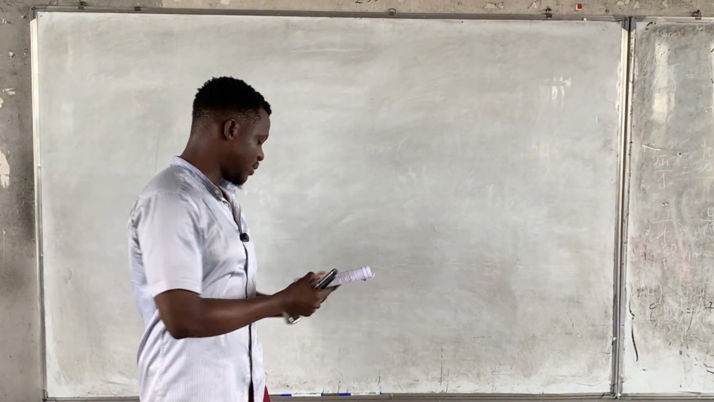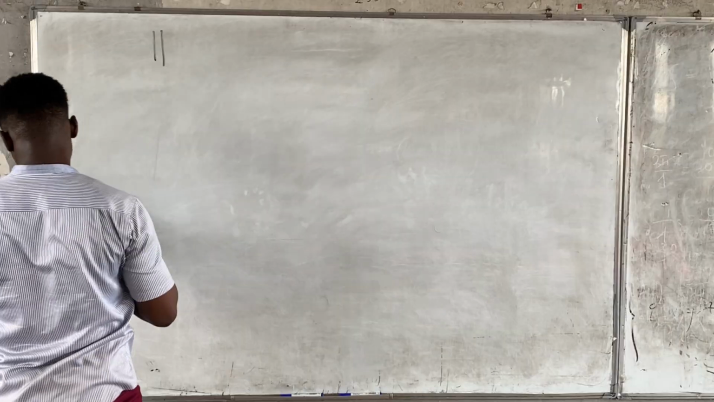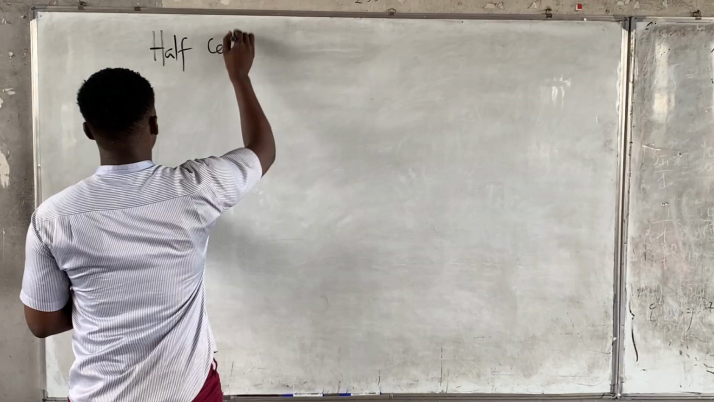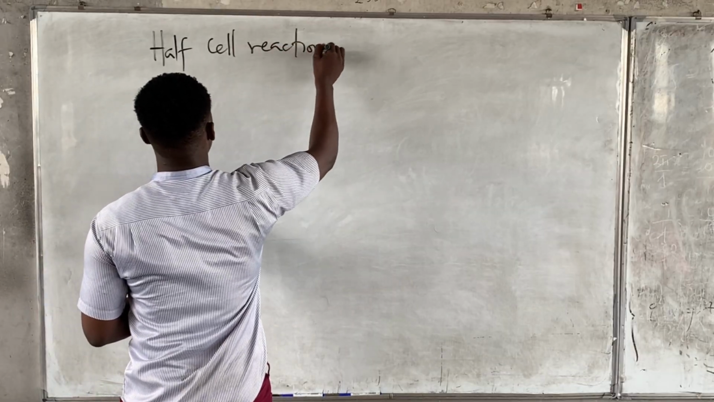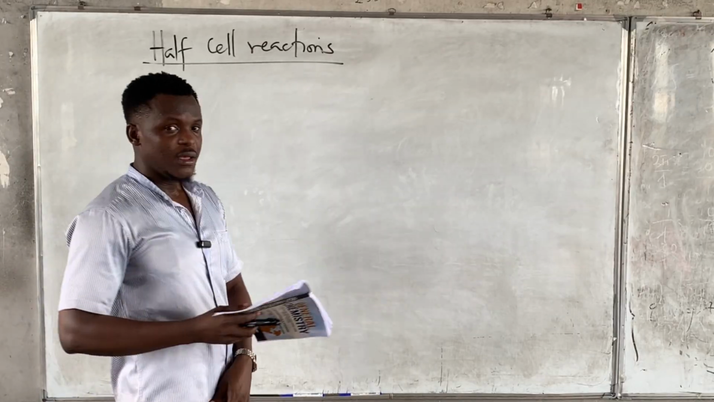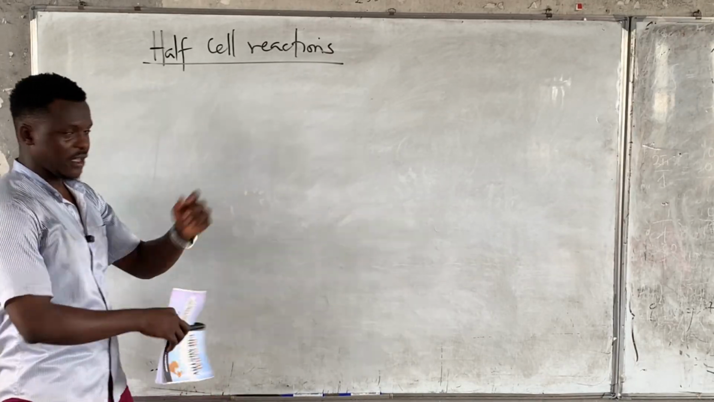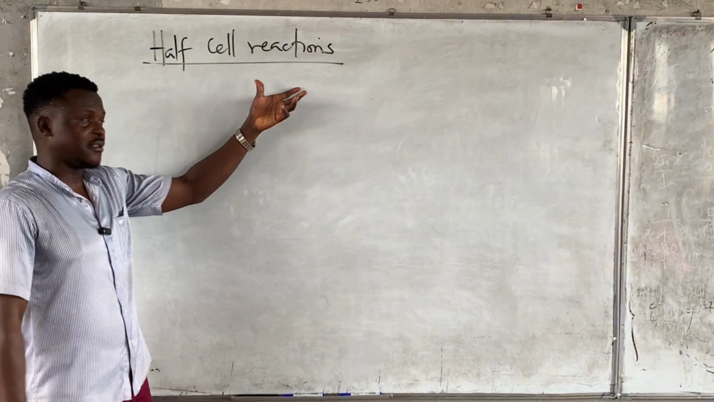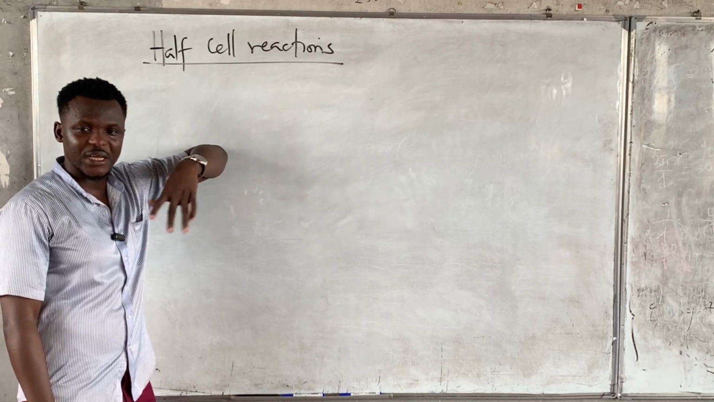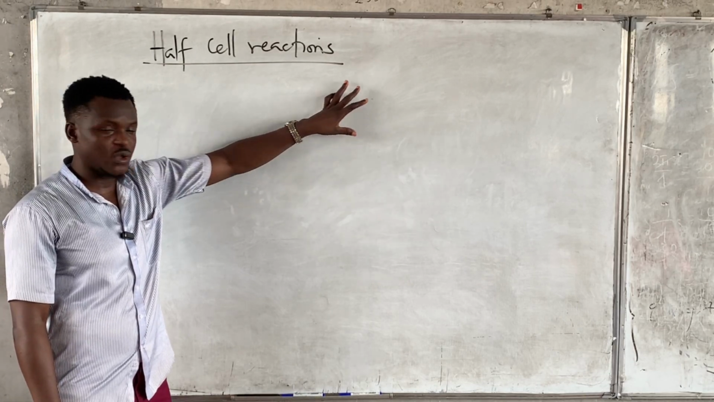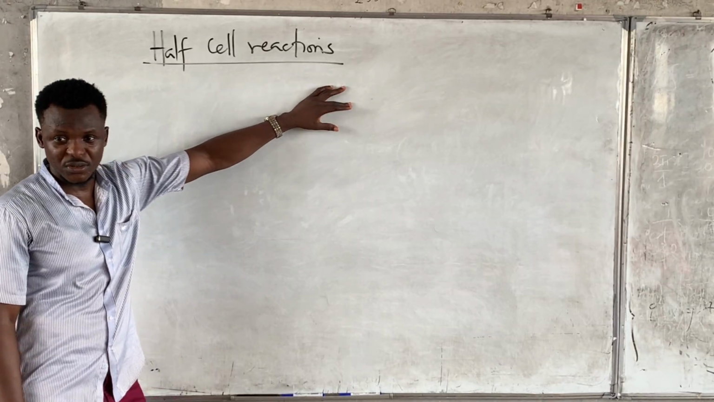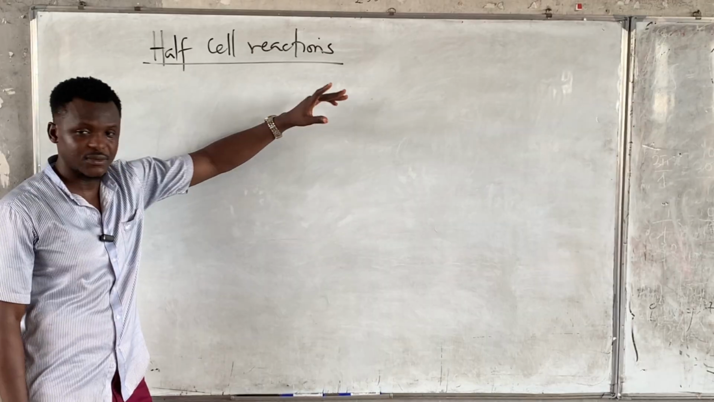All right. So let's look at the next topic here: half cell reactions. So why is this particular topic important? Because for a cell to be called a full cell, it must contain two electrodes, the cathode and the anode, and a reaction occurs on each of them. The reaction that occurs on the anode is oxidation. The one that occurs on the cathode is reduction.